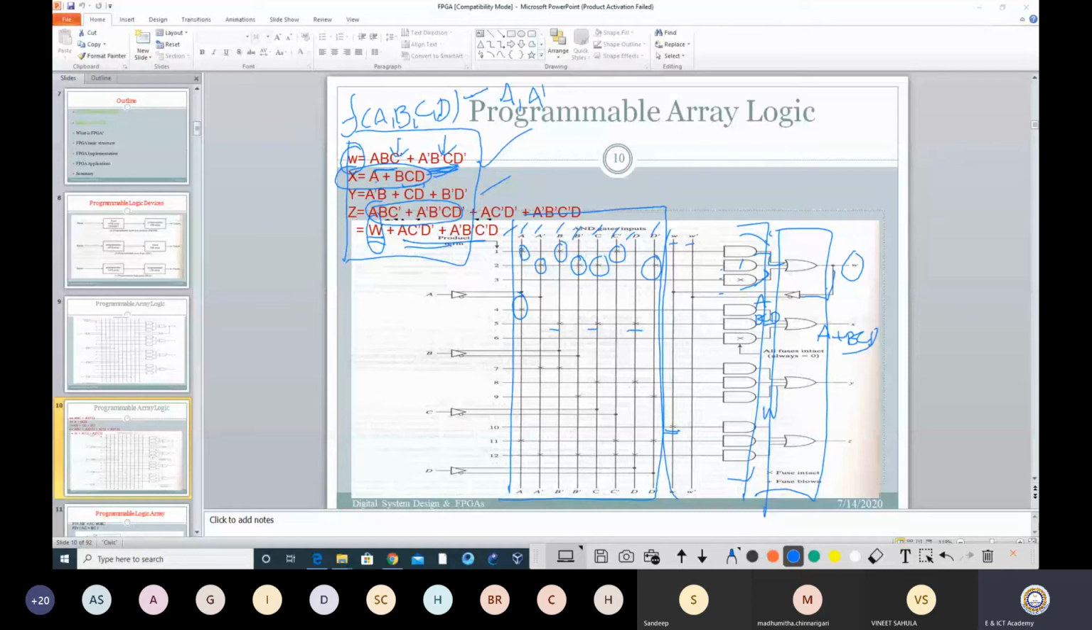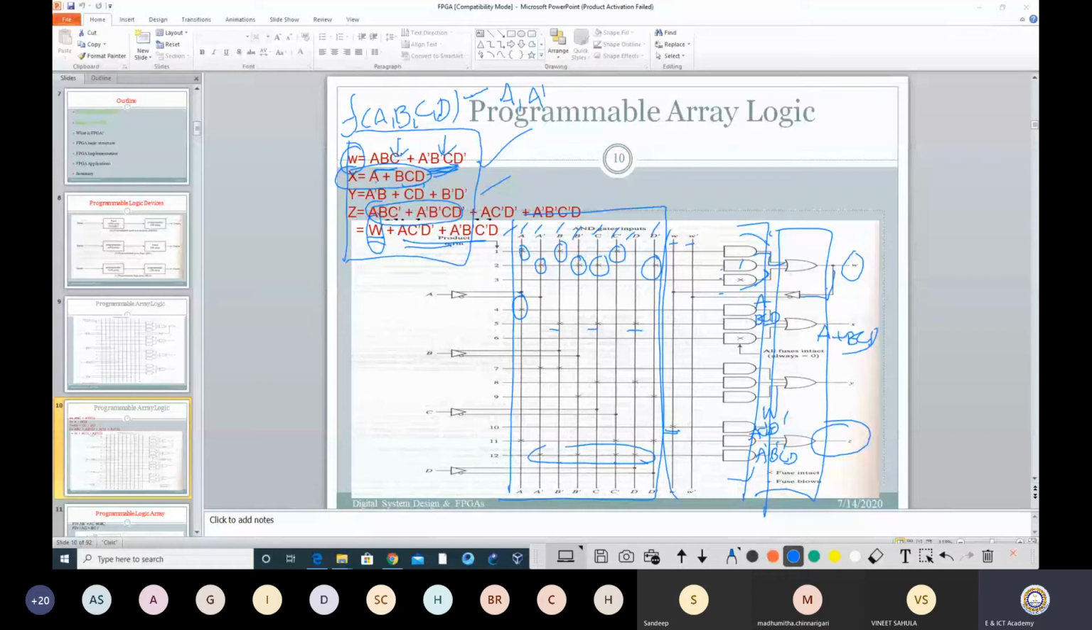This is A dash, B dash, C dash, D. And this is my A, C dash, D dash, D. So this is A, C dash, D dash, and this is A dash, B dash, C dash, D. So this way you can generate your output. So this is very easy. Ultimately, whatever the min term, that min term you need to generate.